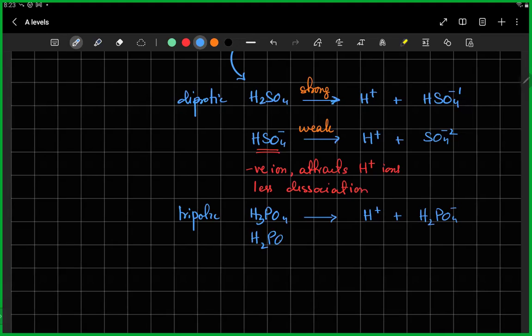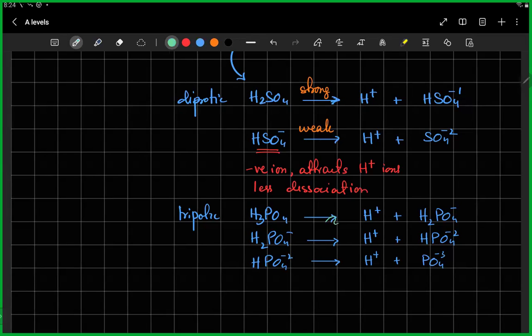So you've got H2PO4 minus 1. Now it's going to produce another one, and you will have HPO4 minus 2 ion. Now in the HPO4 minus 2 ion, there's one H left, so that will produce another H plus ion. So 3 steps.